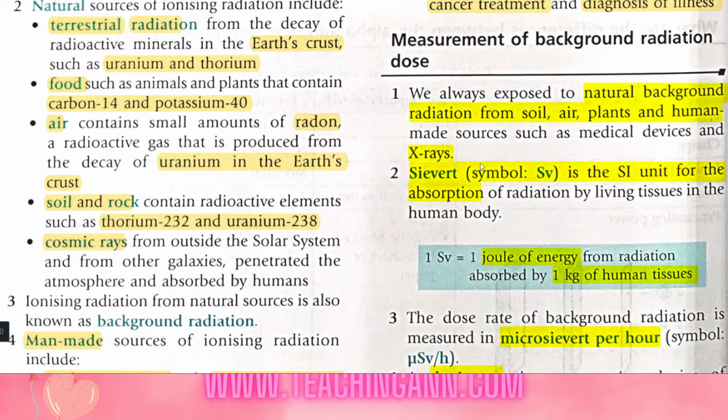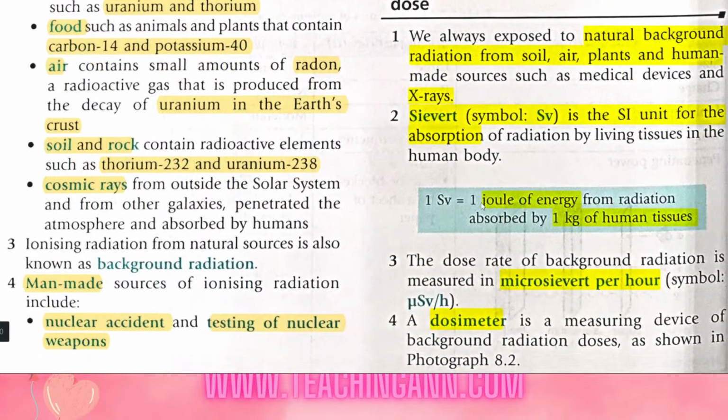And also sometimes when we take X-rays, when you want to go to university they will require you to go and take an X-ray. Understand or not? So you're exposed to all this. Okay, so now sievert will be the SI unit for absorption of radiation.